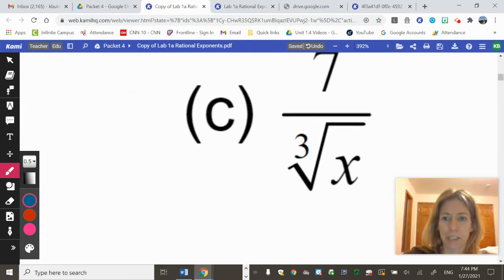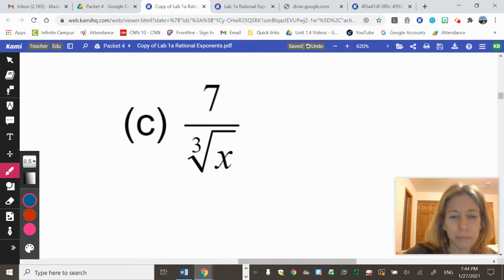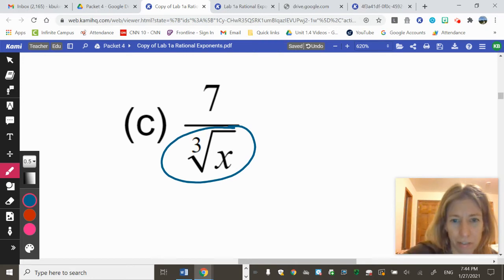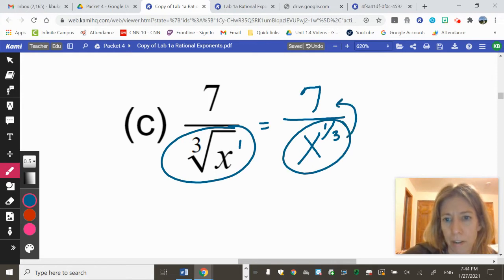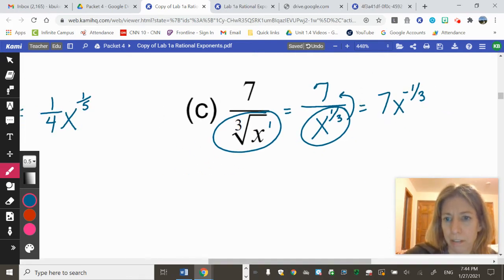All right, C. Okay, this one, hopefully you're saying, okay, this part's in the denominator, so I'm going to have to deal with a negative exponent here in a minute, but first I'm going to change this part into a fractional exponent. So the power is 1, the root is 3, and if I want to bring it back up to the numerator, I just have to say, okay, that's the same as 7 times x to the negative 1/3. Okay, and that would be my answer for this one.